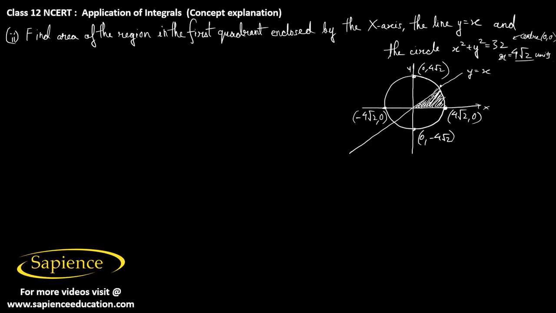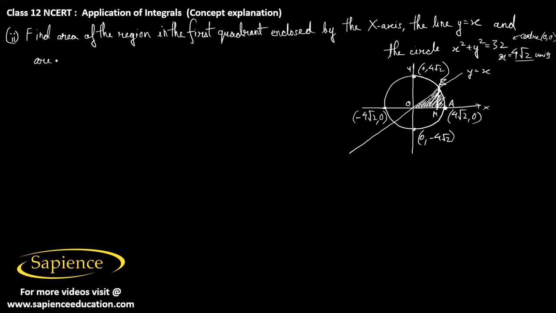Okay, so here we can see, suppose this point is O, this point is A, this point is B. And if we draw a perpendicular from the point B on the x-axis, this is point M, suppose. Then this part is a triangular part, but this part is a circular part. So for this, we have to integrate separately, and for this, we have to integrate separately.